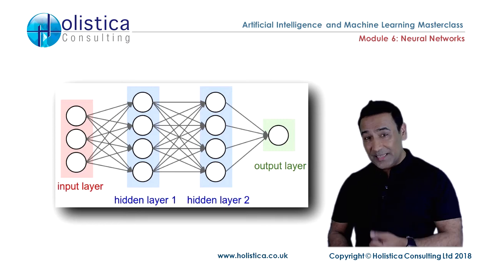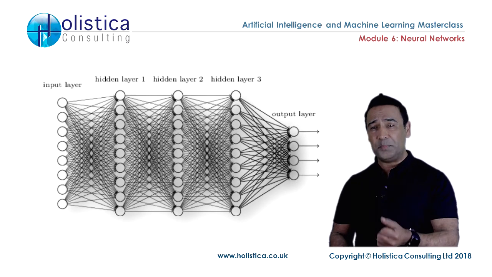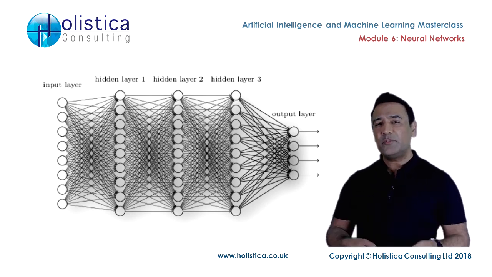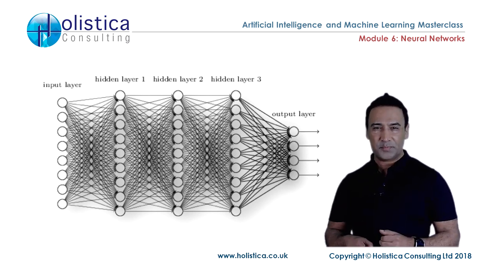And that becomes this. And this becomes deep. So generally, any number more than around 3 layers in IT is referred to as deep learning.